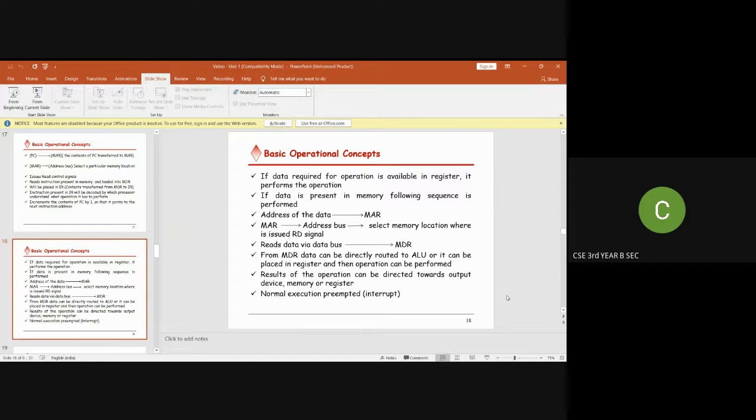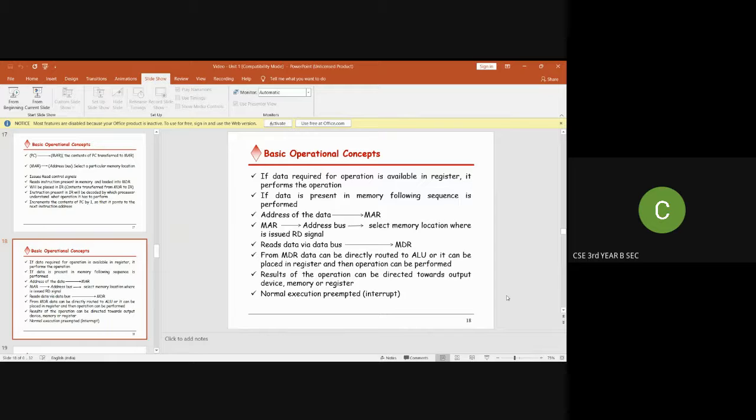Now the instruction is ready, which is available in the instruction register. If the data required for the operation is available in a register, then it performs the operation. If it is not available in the register, then it should be in the memory. So we have to get the operand values or data from the memory. For that, the address should be given to the MAR. Again, the contents of the MAR are placed onto the address bus, and the read signal is alerted.